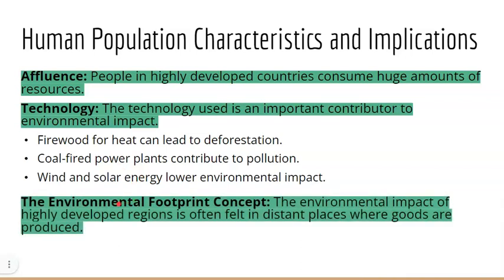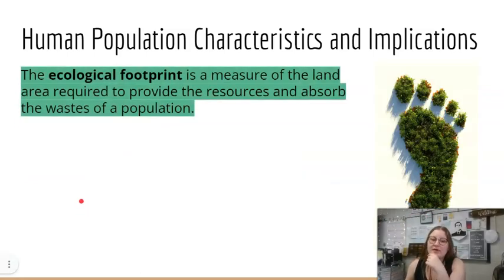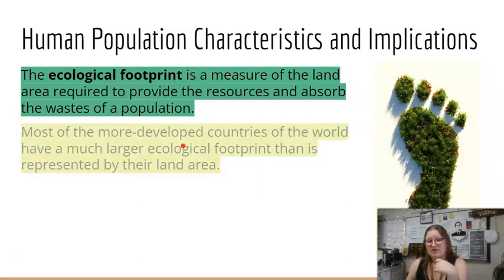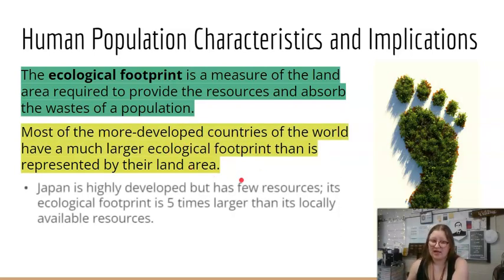And then the environmental footprint concept is what we're going to end this lesson on today. The environmental impact of highly developed regions is often felt in distant places where goods are produced. So your environmental footprint is where your impact can be seen. The ecological footprint is a measure of the land area required to provide the resources and absorb the wastes of a population. So we can look at it as a whole, or we can look at it on more of an individual level. And most of the more developed countries of the world have a much larger ecological footprint than is represented by their land area.